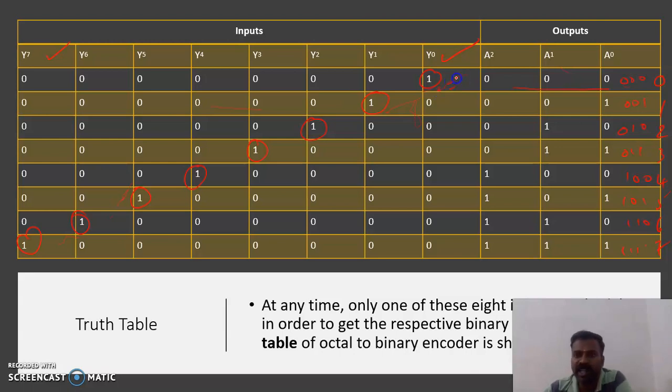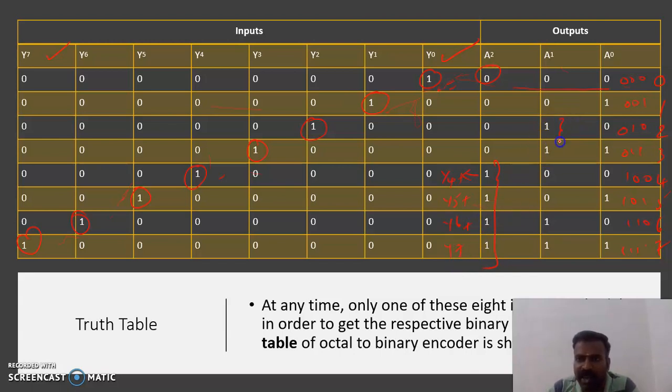So now I can write the expression for this A2. How to write the expression? See, for these 4 conditions, this is equal to 1. So what is this condition? Input is Y4, right? So here I am going to write Y4 and this is Y5, this is Y6 and this is Y7. It is Y4 plus Y5 plus Y6 plus Y7.